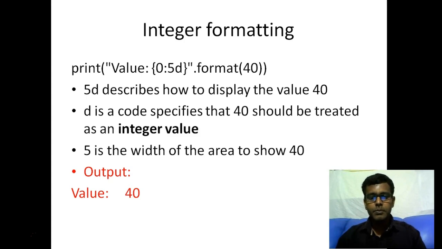So here I am going to print the value 40. The total area allotted for printing 40 is 5, that is 0 to 4. So 5 locations are allotted. So 1, 2, 3 positions will be vacant, and then the next 2 digits 40 will get printed on the right side. So your output becomes 3 blank spaces followed by the 2-digit number 40.